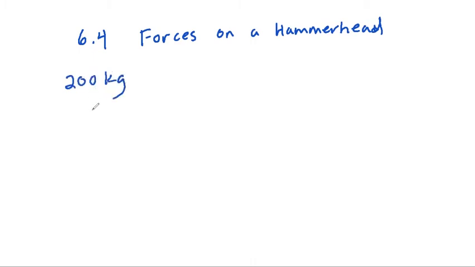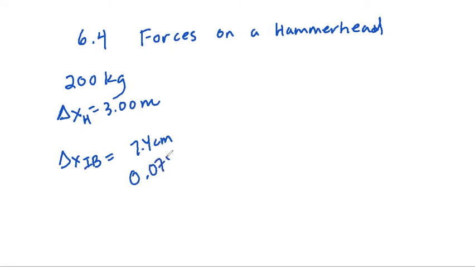Example 6.4 is forces on a hammerhead. And this is a big hammerhead. It says a 200 kilogram steel hammerhead of a pile driver is lifted 3 meters above the top of a vertical I-beam. So delta x equals 3.00 meters. The hammerhead is then dropped, driving the I-beam 7.4 centimeters deeper into the ground. So the delta x of the I-beam equals 7.4 centimeters. Let's go ahead and convert that: 0.074 meters into the ground.